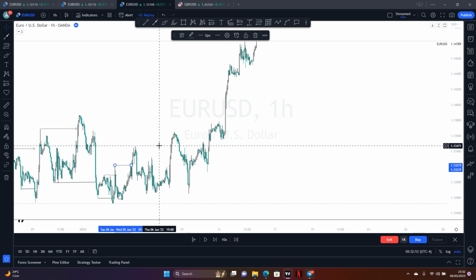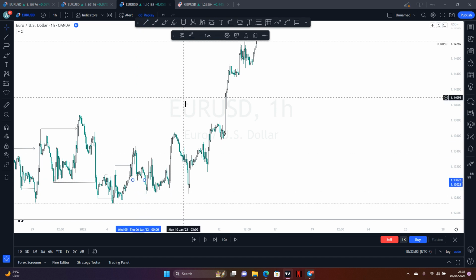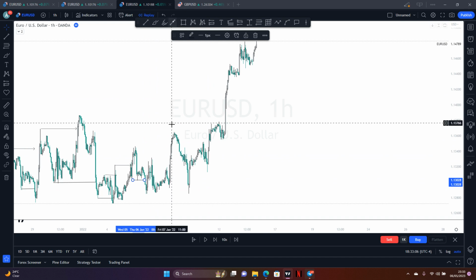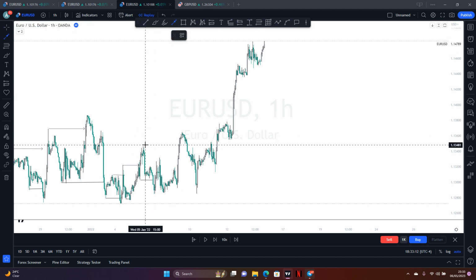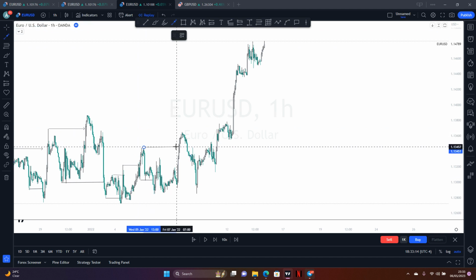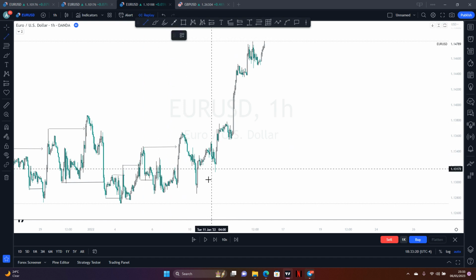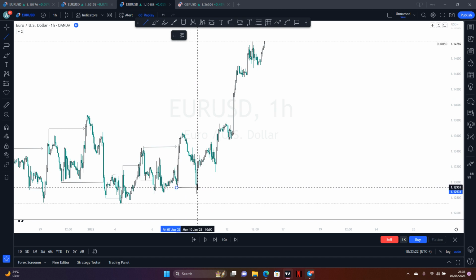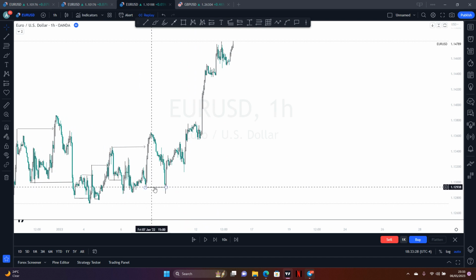And what happens? Price comes down, grabs liquidity in the form of equal lows, and then broke structure, this one, to the upside. What happens again? Price comes down, grabs liquidity, because this was a liquidity grab. Even this other low down here, all of them were liquidities. Grabs liquidity and then produces another break of structure.